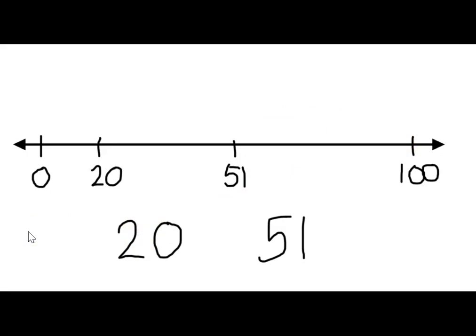I can count in lots of different ways, can't I? I can count by ones, I can count by tens, I can count by fives, by twos, lots of different ways to count. But today, I just want to compare the numbers 20 and 51. So what do I know about 20 and 51? Because it comes first on the number line, 20 is less than 51. Great job.